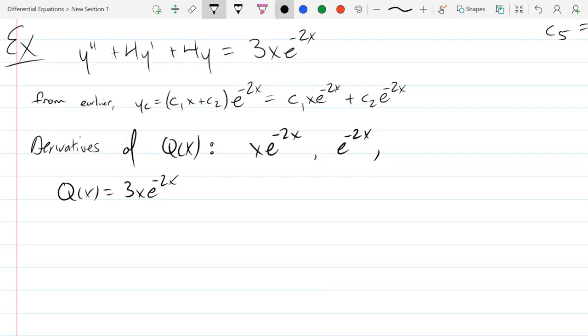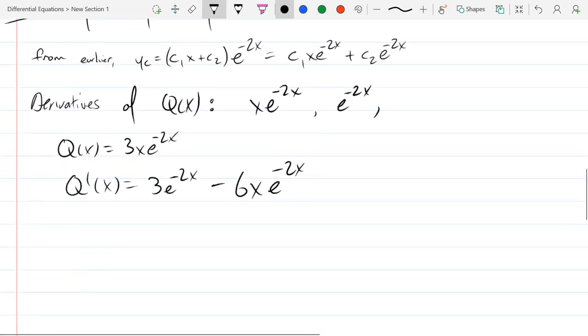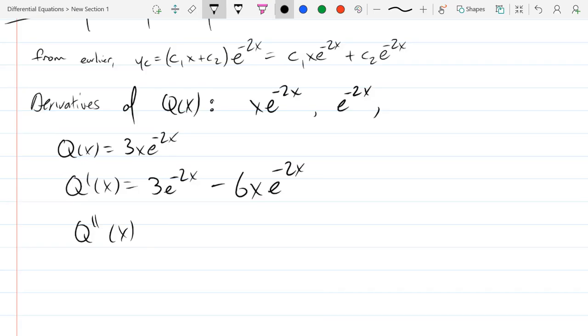I think that's all we're going to get out of here. Maybe I should take the first derivative just to be safe. So we'll get 3e^(-2x), product rule will be a minus 3 times negative 2, which is 6x e^(-2x). That seems right.